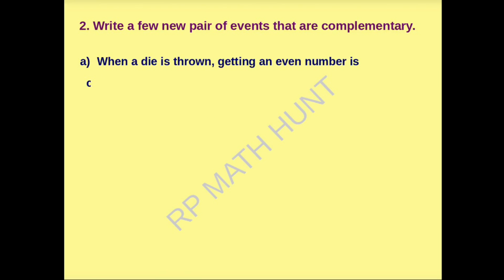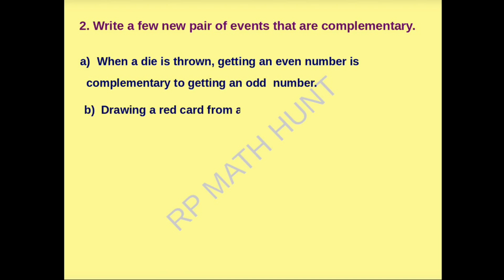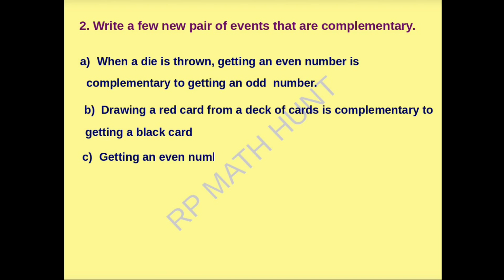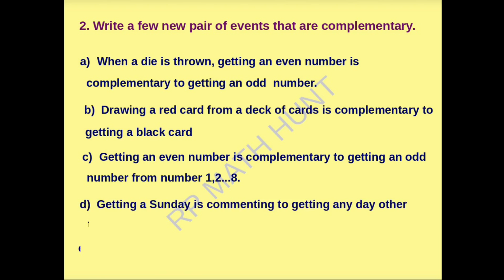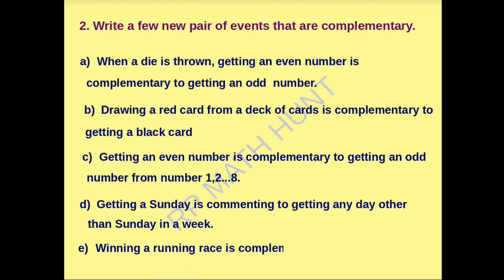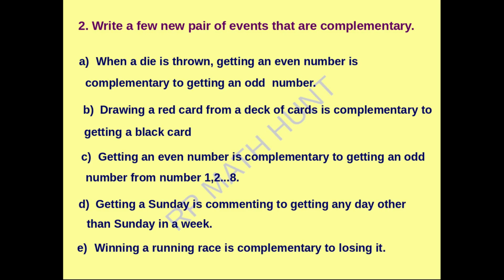A. When a die is thrown, getting an even number is complementary to getting an odd number. B. Drawing a red card from a deck of cards is complementary to getting a black card. C. Getting an even number is complementary to getting an odd number from numbers 1 to 8. D. Getting a Sunday is complementary to getting any day other than Sunday in a week. E. Winning a running race is complementary to losing it.